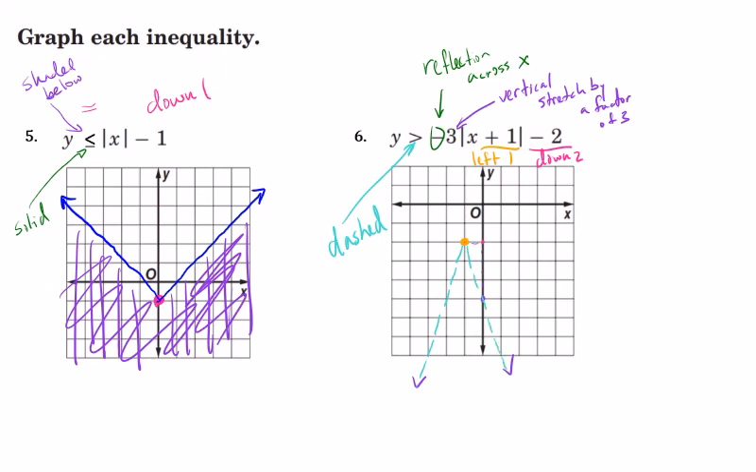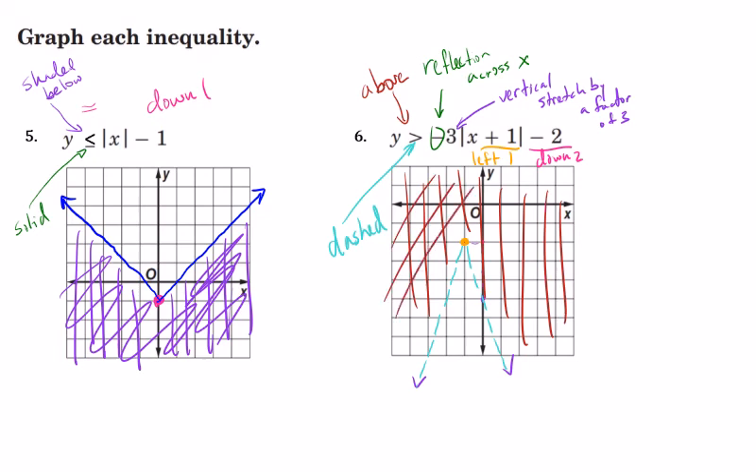All right, and then now we just need above or below, last thing. And so, let's see, what color haven't I used yet? So greater than means above, right? Shaded above. So that's what we're going to do. We're going to shade everything above. All right, and that's how it's done.